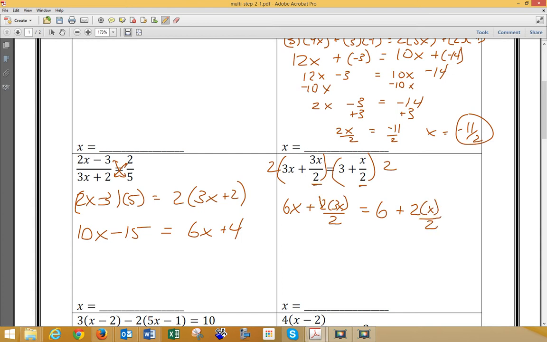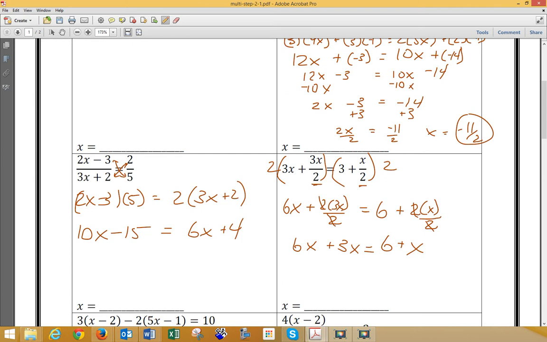So if I look at this, the 2 and the 2 get canceled out. So we've got 6x plus 3x equals 6 plus x. And we can simplify, get all the x's on one side, and solve for x.